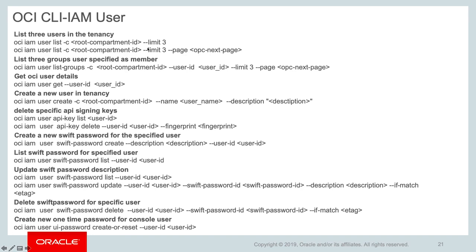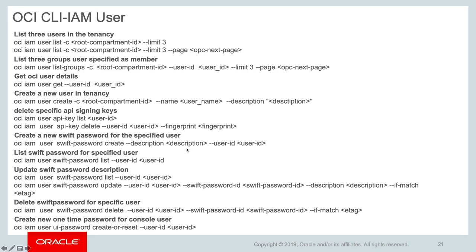You can take a look at the documentation. There are several changes and things added to the syntax and usage, but the idea here is to familiarize you with what you can use with these commands. So you can get any OCI user details, create a new user in your tenancy, delete specific API signing keys, and create a new Swift password for the specified user. A Swift password is nothing but an auth token that is also used for various activities within the environment.